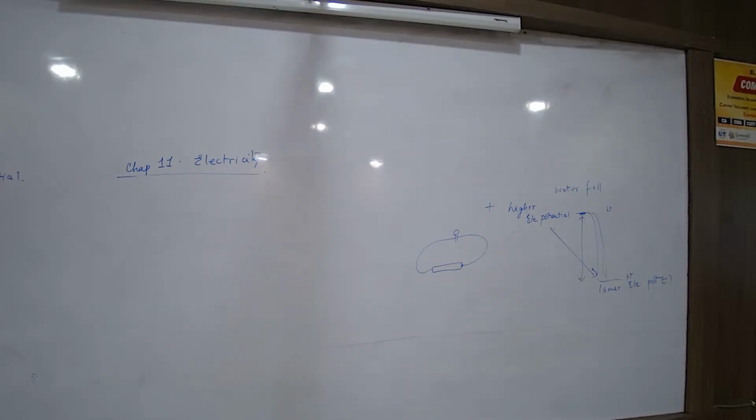Next bullet point, insulator. A substance that does not allow the flow of current is an insulator. It does not allow the flow of current. Example: wood, rubber, plastic. Correct. Make a note of this.